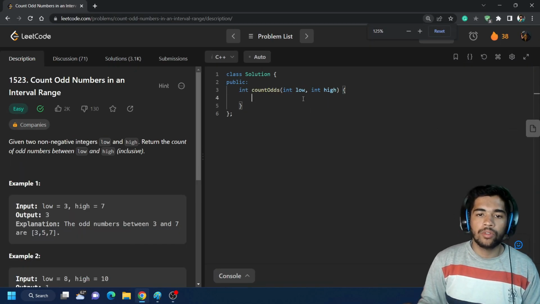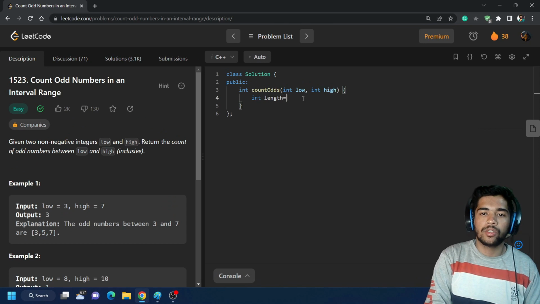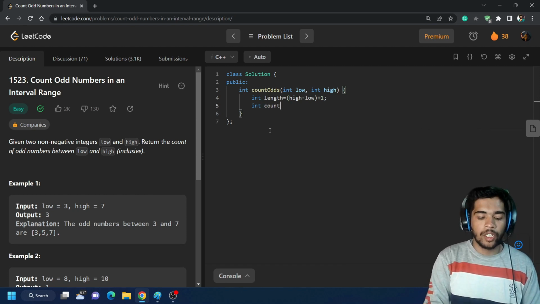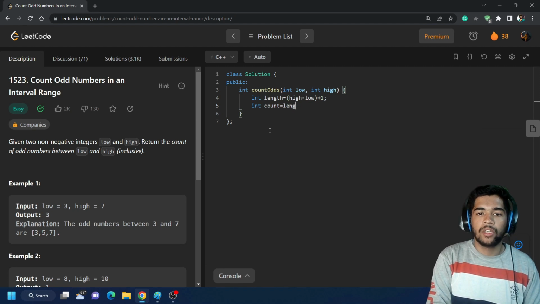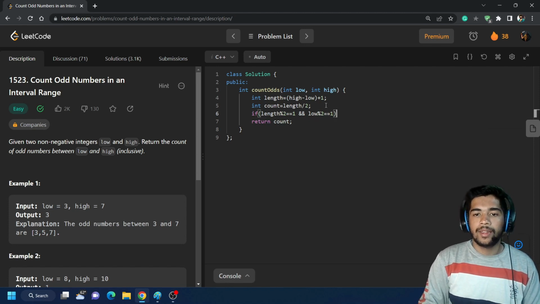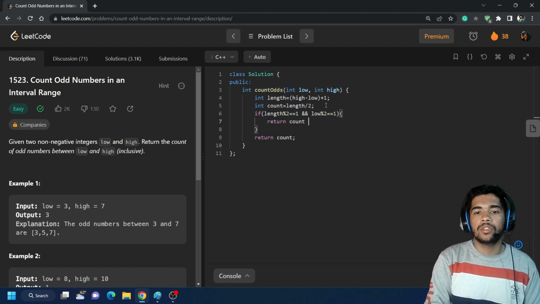Let me just zoom it for you. So coding this is very simple. We will set length equal to high minus low plus 1. This will give us the range, and after that we will get the count which we will be returning as an answer. That will be length divided by 2, and return count. But if our length is odd and our low is also odd, then we have to return count plus 1.